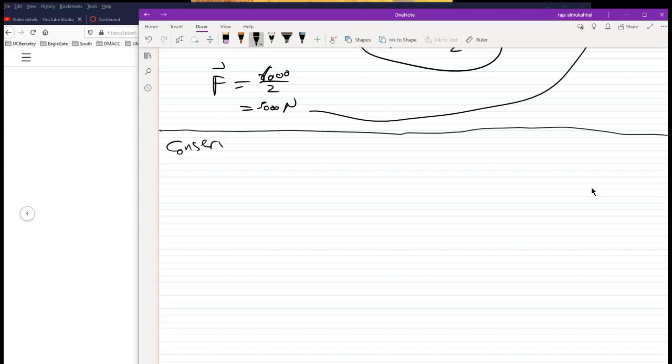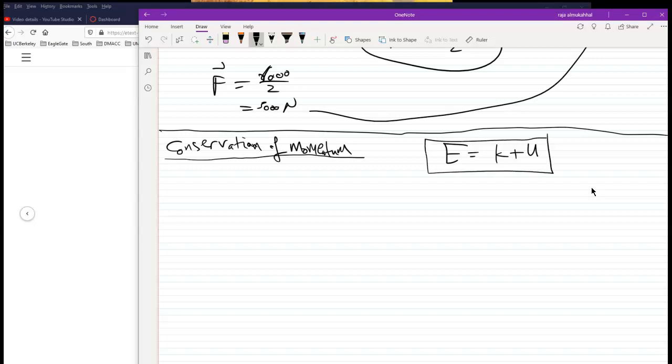Conservation of momentum. The thing about momentum: last time we talked about conservation of energy, and we said that energy is equal to kinetic plus potential, U. Well, we have another conservation law, and that is the conservation of momentum. Let me explain it to you.